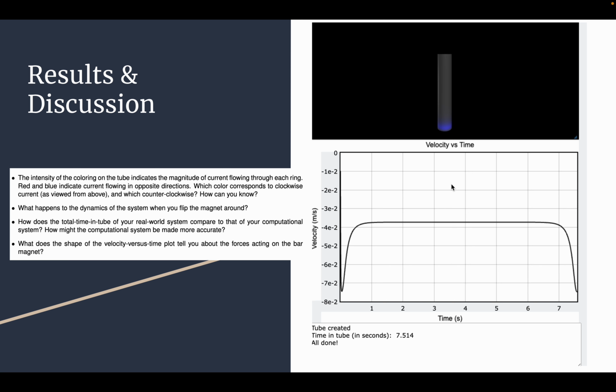And then, what does the shape of the velocity versus time plot tell you about the forces acting on the bar magnet? We can see that the forces were unequal at the start and end of the time as the velocity increases and decreases, and that they were approximately the same throughout the middle of the time that it was in the simulated tube, because the velocity stays the same.